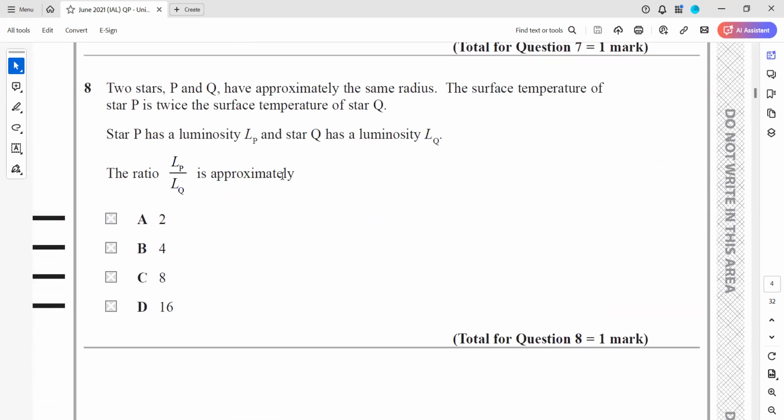So read this properly. Two stars are there, approximately same radius. The surface temperature of P is twice as Q, and star P has a luminosity LP, star Q has a luminosity LQ. What is the ratio? So luminosity is 4 pi d square sigma T raised to power 4.